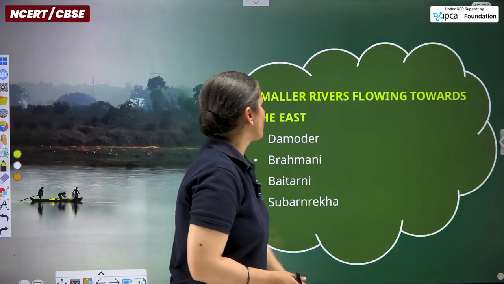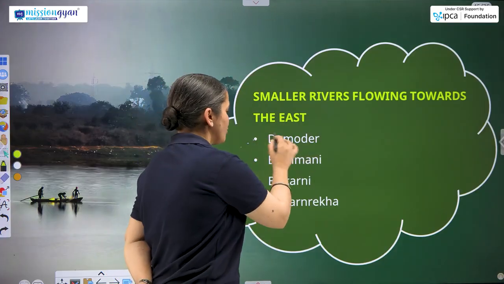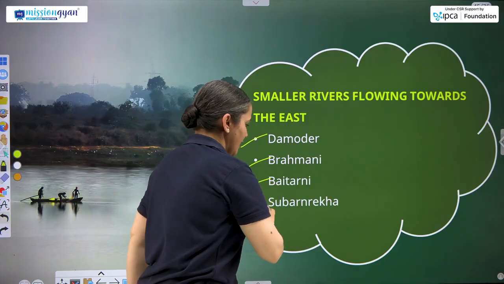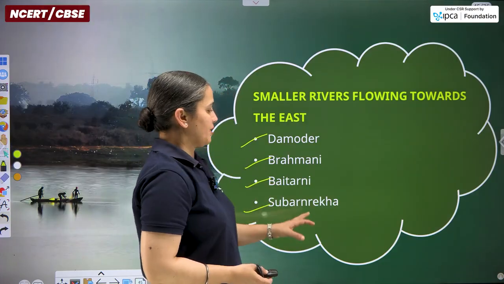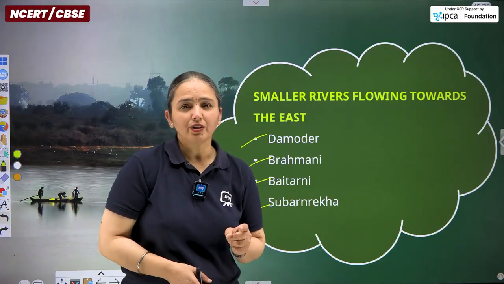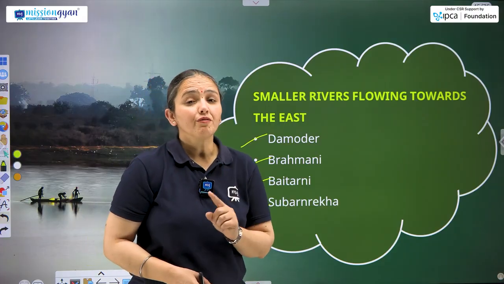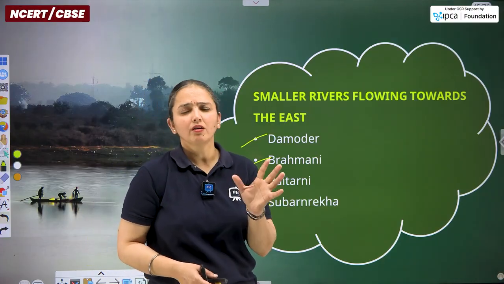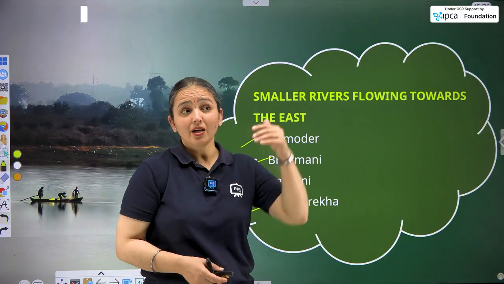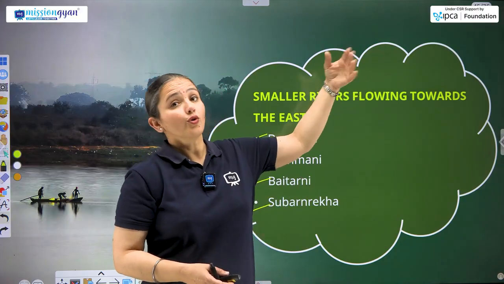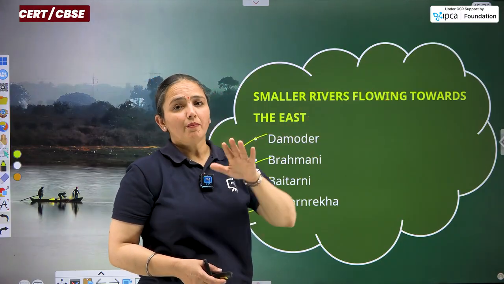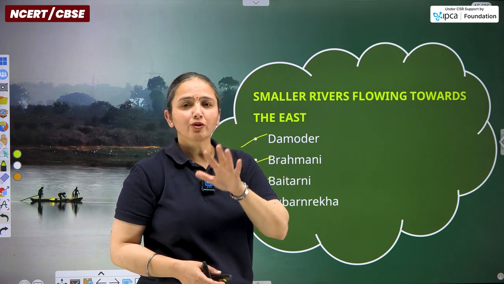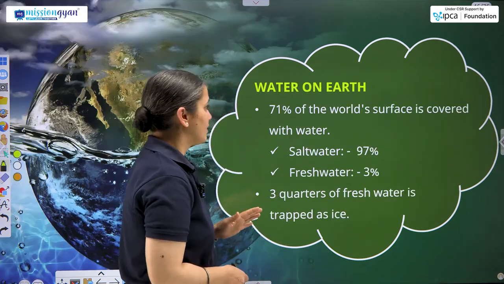Smaller rivers flowing towards the east are Damodar, Brahmani, Baitarani and Subarnarekha. And Subarnarekha is quite an important river for the gold fields and iron plants situated in the eastern part. I won't say extreme east, that goes for the northeast part. So I'm talking about the region that lies by the Chota Nagpur plateau itself.